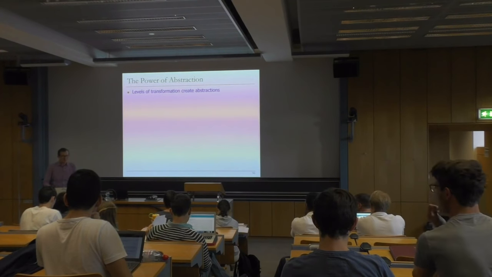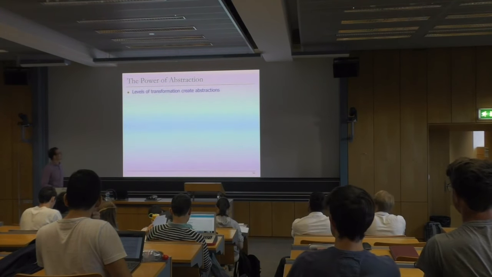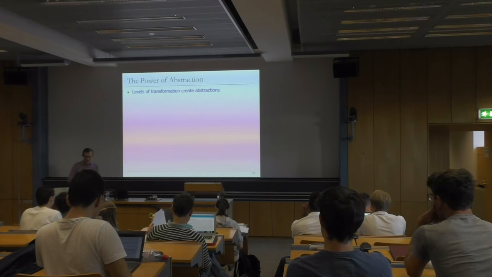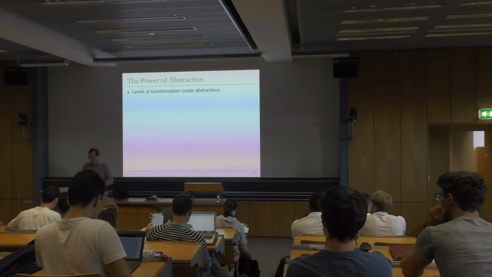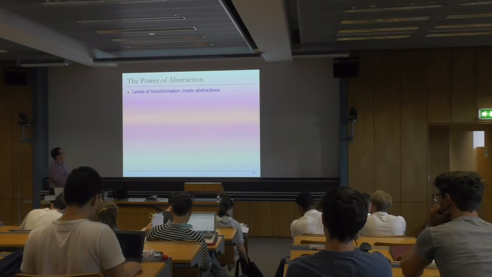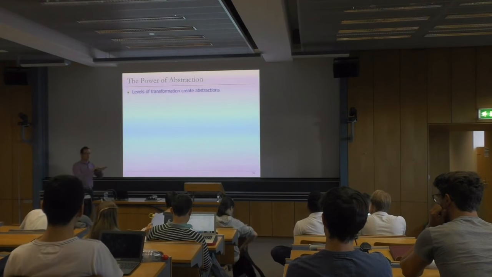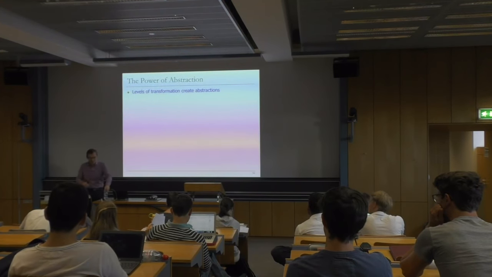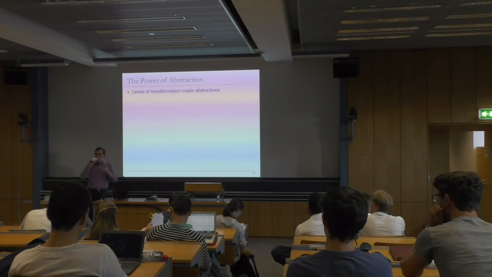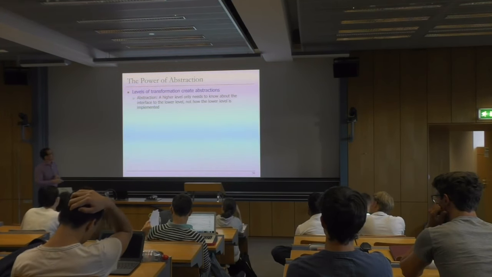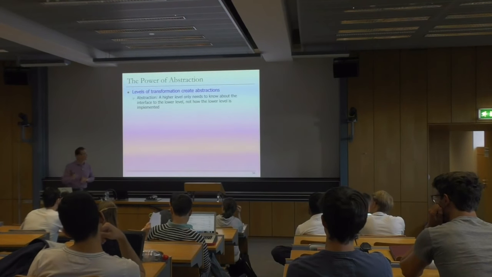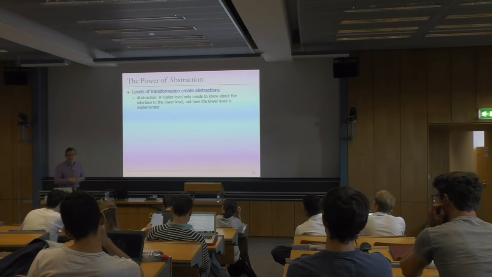Okay, so we've covered the transformation hierarchy, or levels of transformation, or the computing stack, let's say. And I'd like to point out that this actually is important in some other way, which is really from the abstraction perspective. These levels of transformation create abstractions between the layers, between the levels. And this is useful in the sense that a higher level only needs to know about the interface to the lower level and not how the lower level is implemented.